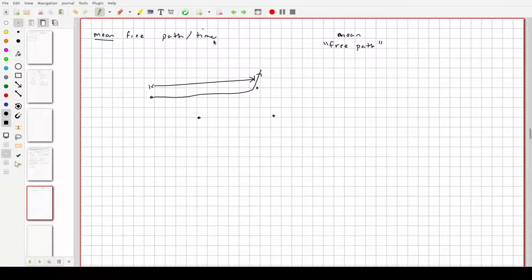Now, the mean free time is not how far, but how long. So you could think of the mean free time as an expression of how frequently collisions happen. So, if you think about it, let's pretend that you have some sort of area that you're watching. So you've got a sensor that's just watching this area here.